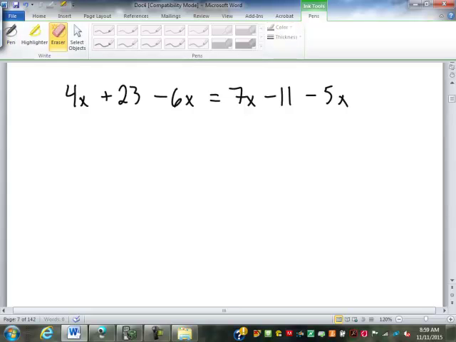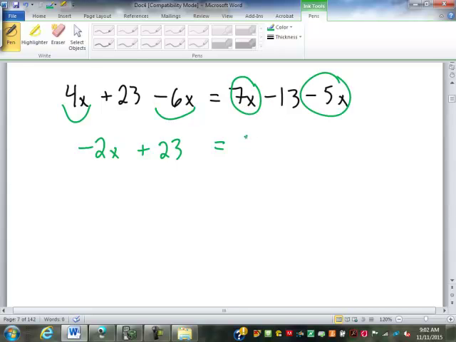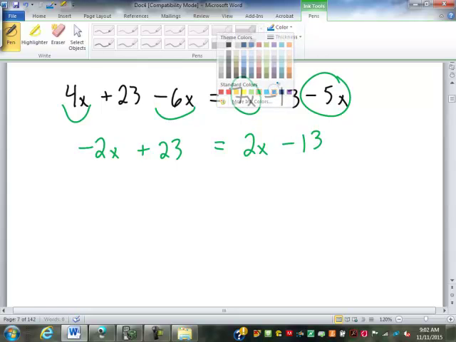Here, I'll make this easier on you. I'll make this a 13. There you go. Give that one a shot. What do we do first? The left side, we've got 4x and negative 6x makes negative 2x. So we have negative 2x plus 23. On the right side, what do we end up with? 7x plus negative 5x. 7x and negative 5x make positive 2x. Now what?